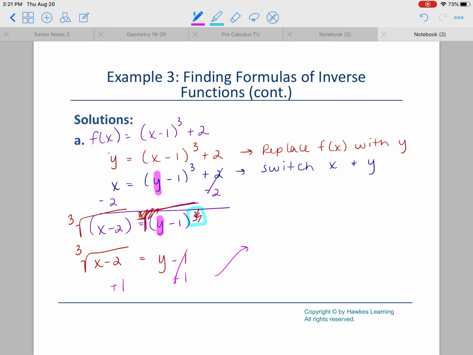I'm running out of room. So I'm going to get the cube root of x minus 2. Now when I add the 1 over, it does not add to that minus 2 inside of the radical because all of that's inside of the radical here. I'm going to put plus 1 outside of the radical equals y.